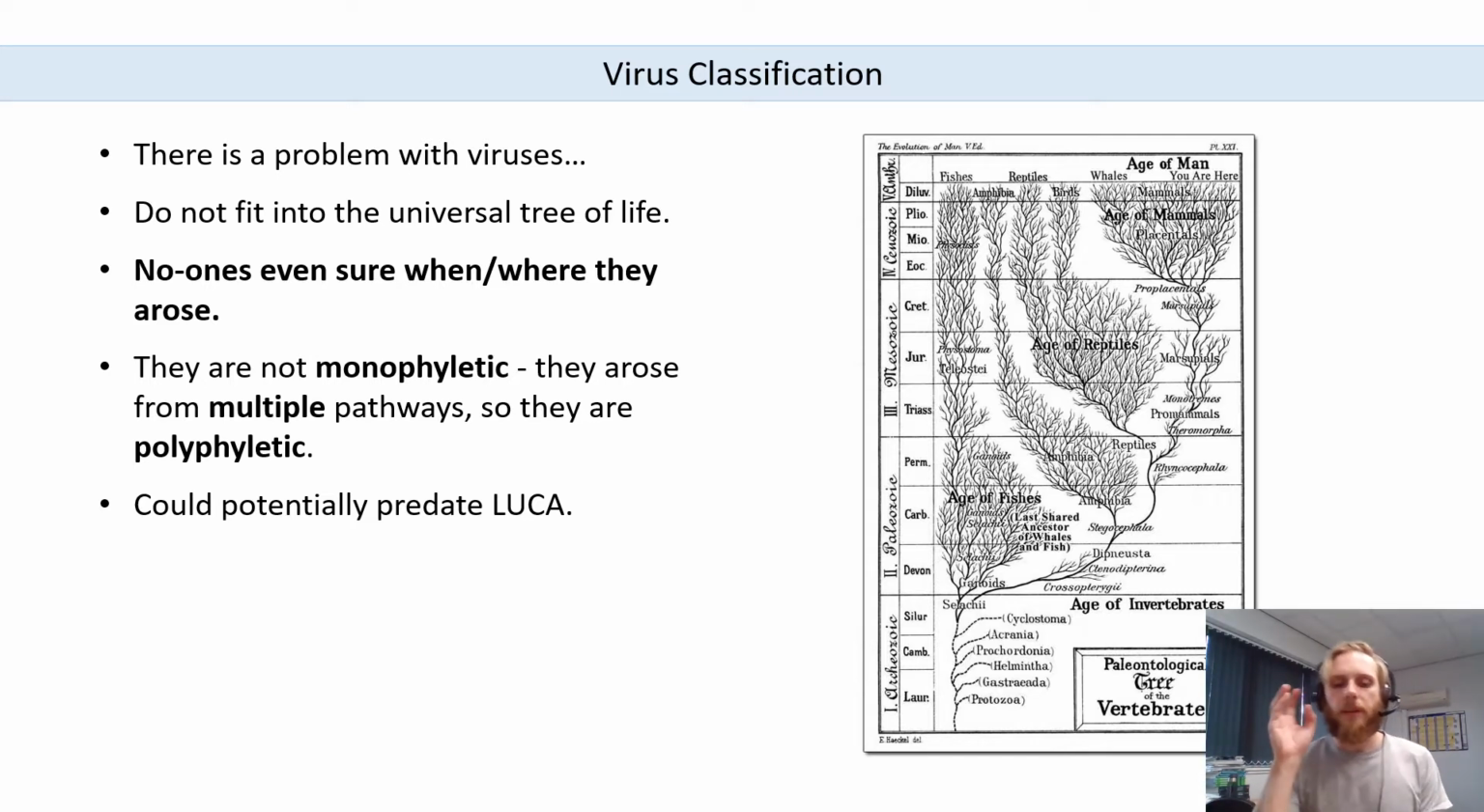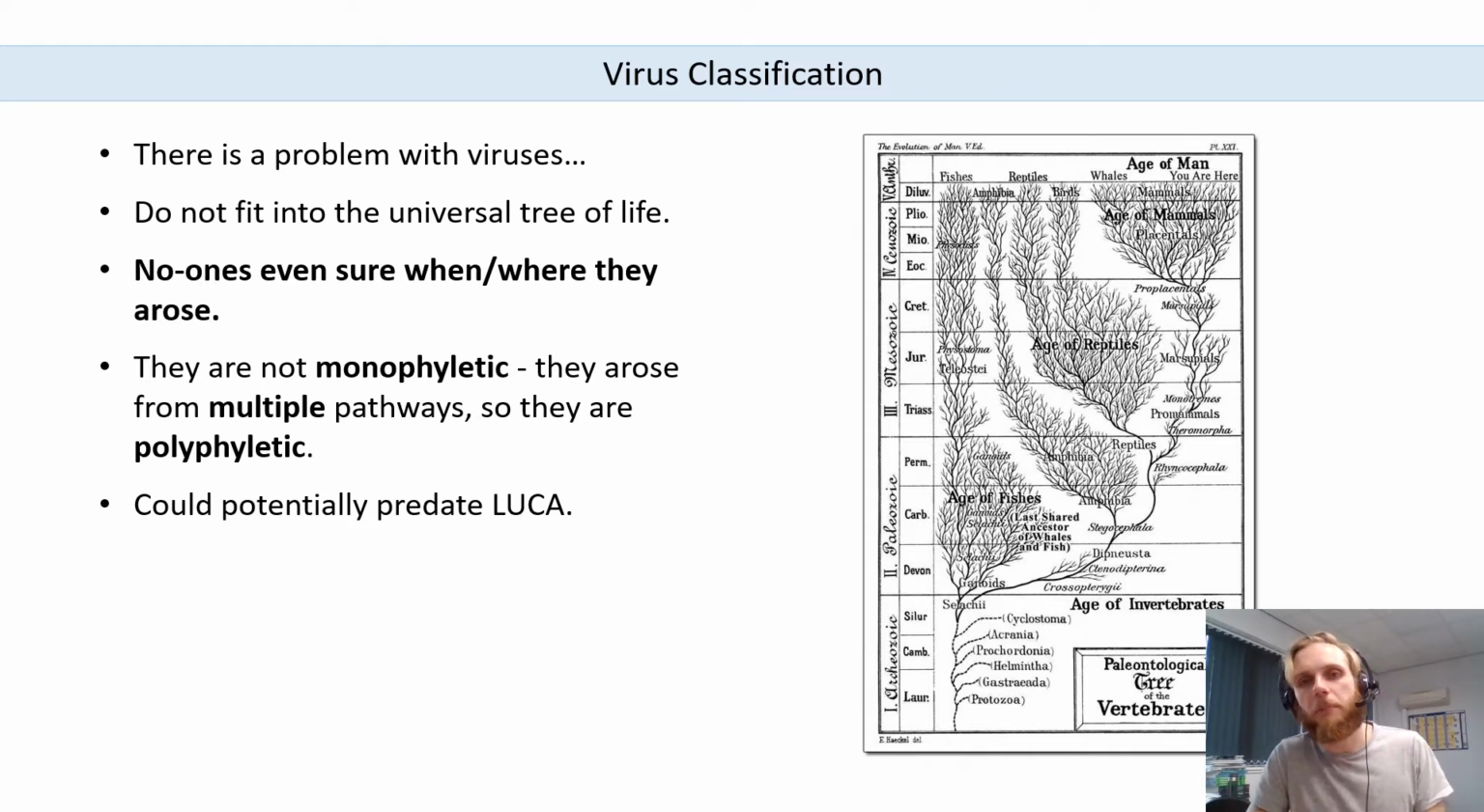So there's this idea of viruses as being polyphyletic. So on the tree of life, generally we're looking at monophyletic organisms. So for example, mammals, there's one group of mammals. Mammals evolved once, and that's the group of mammals. They evolved from this branch, and that's where they are.